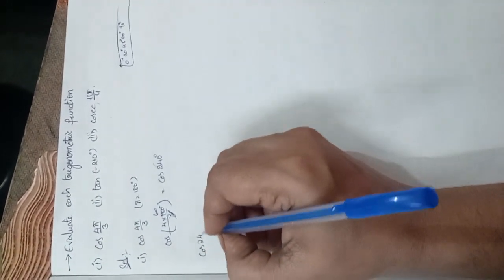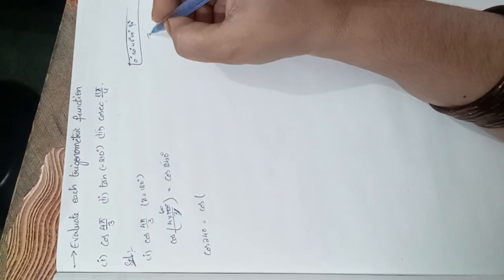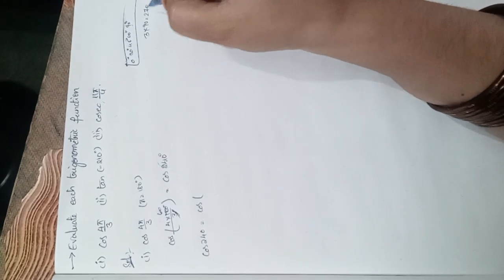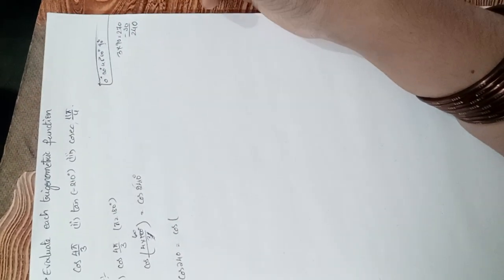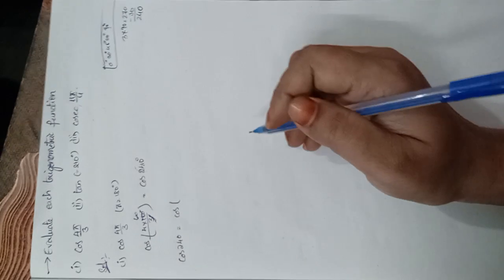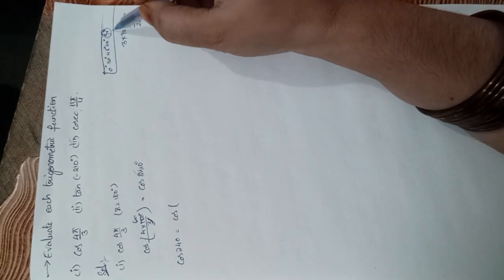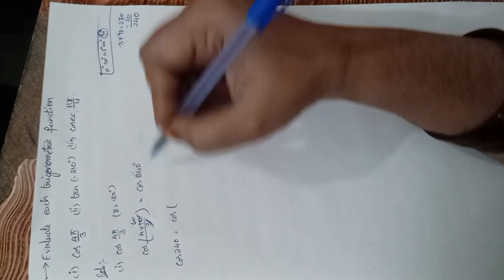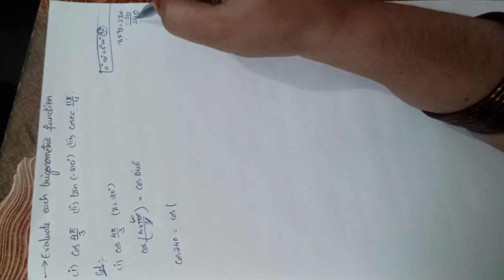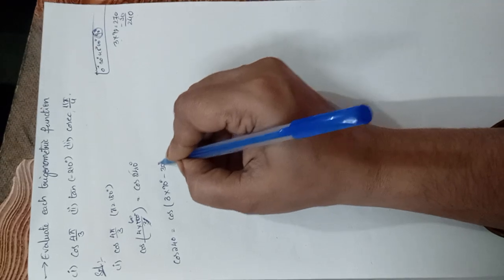So how can cos 240 be written? Cos of 240 will be near to 270. 3 into 90 is 270, and 270 minus 30 is 240, right? Understood? 90 is given; if you multiply 90 by 3 you get 270. So 240 is near 270 if you subtract 30 from that value. So here you get 3 into 90 degrees minus 30 degrees.